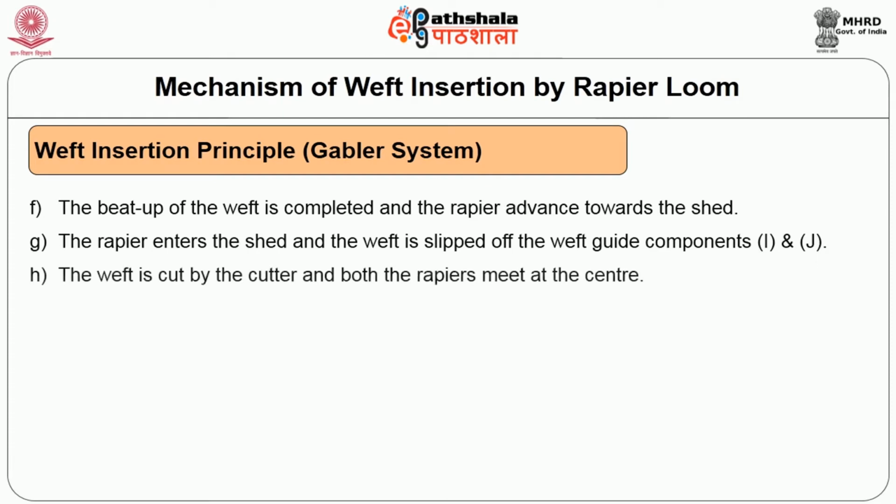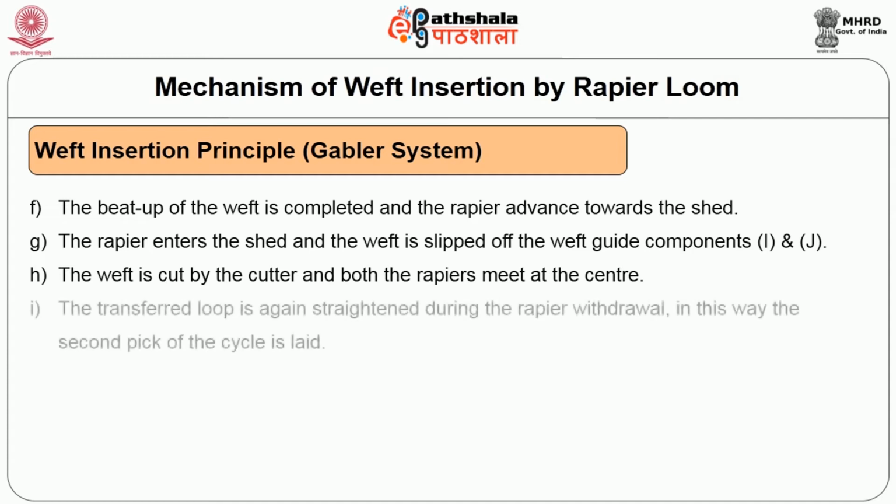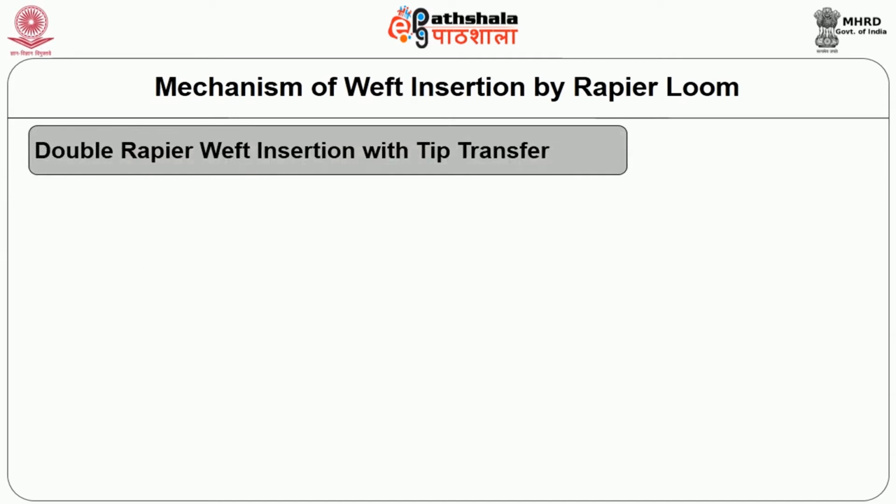In H, you can see the weft is cut by the cutter H and both the rapiers meet at the center. In position I, we can see that the transferred loop is again straightened during the rapier withdrawal. In this way, the second pick of the cycle is laid. Now let us discuss the double rapier weft insertion by tip transfer, also called as the Dewas system.